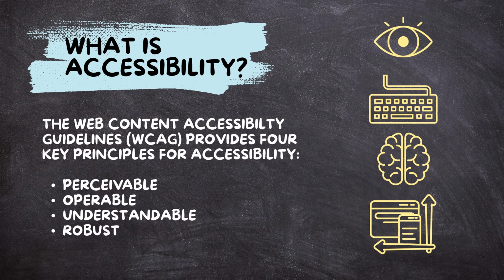Now, the Web Content Accessibility Guidelines, or the WCAG, provides four key principles for accessibility. It states that websites must be, one, perceivable. This means that the content should be presented in ways that the user can perceive. So if you have images, then you need to have alternative text. You need to have captions for videos.